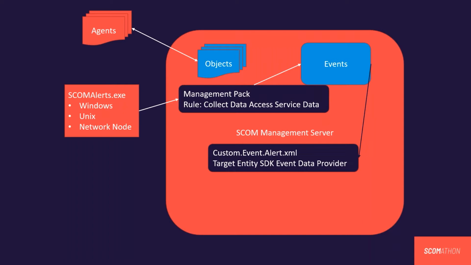And that event then comes into the SCOM environment. From there, then we have rules that will look for and target the entity SDK event data provider to generate alerts within SCOM. So it all starts out as an executable generating an event into SCOM, which then a rule interprets and puts it as an alert. And it also associates the object with that. So it's not just coming in from, say, your management server. It actually displays in the alert console as the object that was discovered.